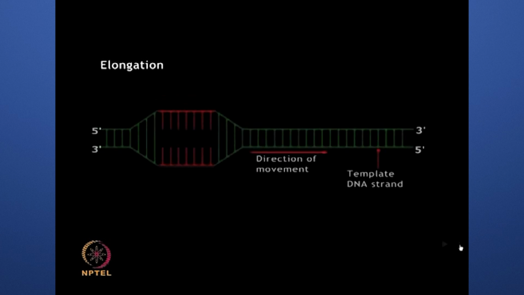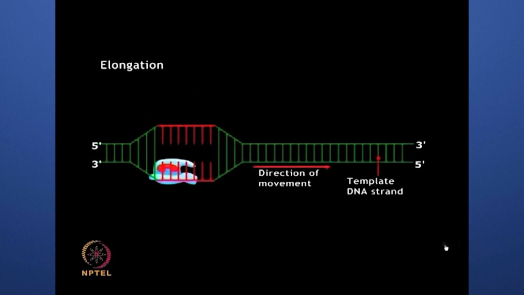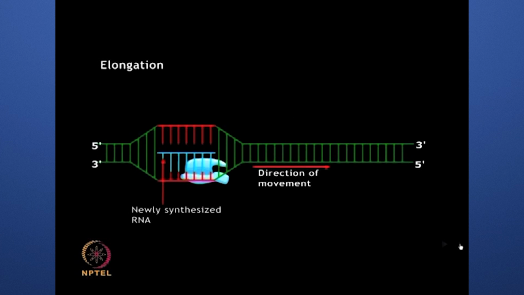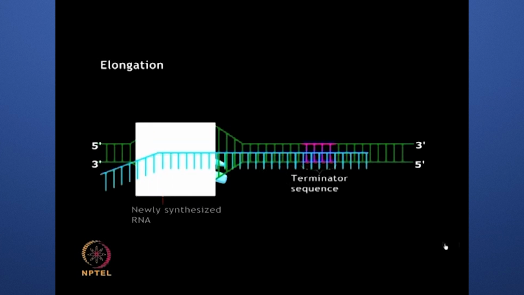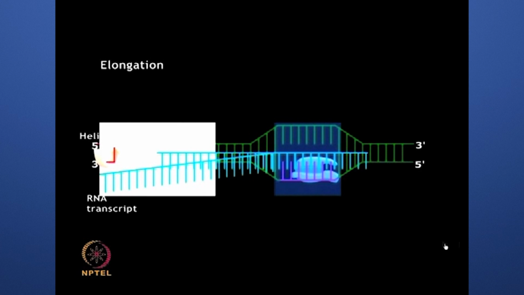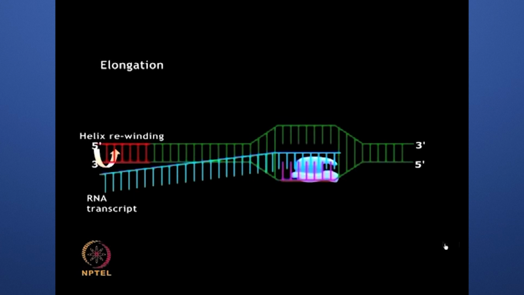In prokaryotes, the sigma factor dissociates from the core enzyme by a process known as promoter clearance, once it has synthesized around 9 to 10 nucleotides. The RNA polymerase continues elongation of the new RNA chain in the 5' to 3' direction by unwinding the DNA ahead of it as it moves and rewinding the DNA helix that has already been transcribed.